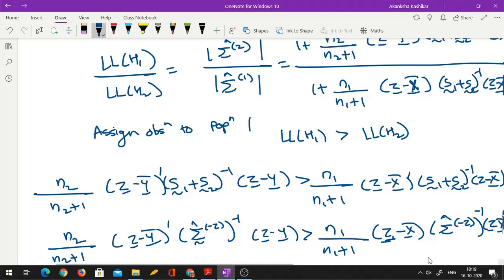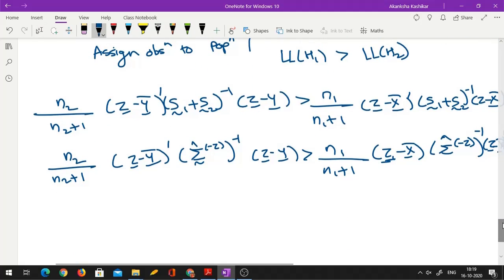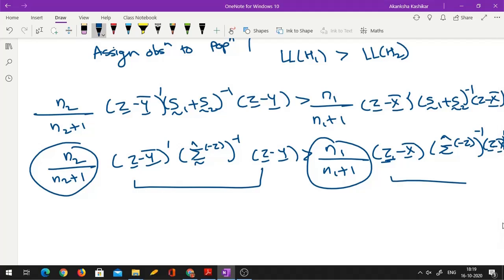Now first try to ignore this N2 upon N2 plus 1 and N1 upon N1 plus 1 part. Just focus on this part. What does this look like? So this basically looks like the squared Mahalanobis distance of Z from the second population, and this is the squared Mahalanobis distance of Z from the first population, with the common estimate of sigma on both the sides.